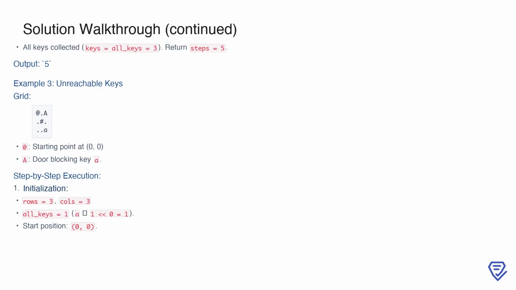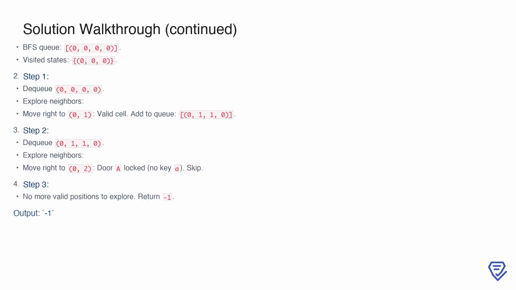Finally, from state 2, 3, 5, 3, we confirm that all keys have been collected, as keys equals all_keys. At this point, we return the number of steps taken, which is 5. This example highlights how the BFS algorithm navigates through the grid, unlocking doors and collecting keys in the shortest path possible. In this final example, we have a grid where some keys are unreachable due to locked doors.